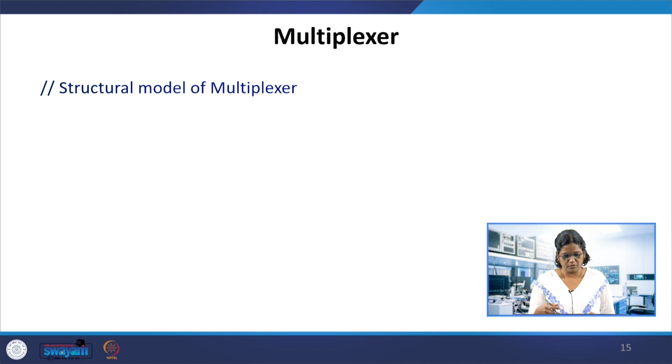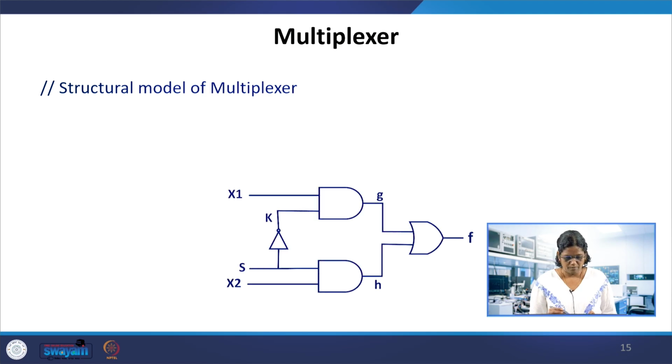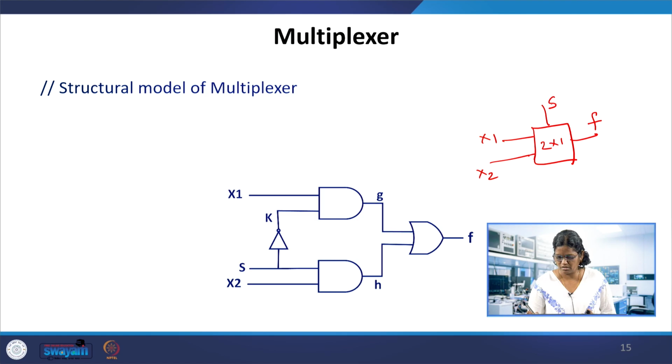The next example which we had considered already is the multiplexer, where the multiplexer works this way. This is a 2 to 1 mux, in which you have x1 and x2 as inputs, considered as a black box, 2 into 1. This is a select line, so the select line is 1 bit for 2 inputs, and this is f here. If s is 0, x1 will be passed, and if s is 1, x2 will be passed.